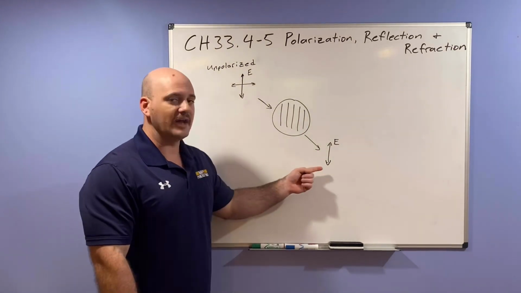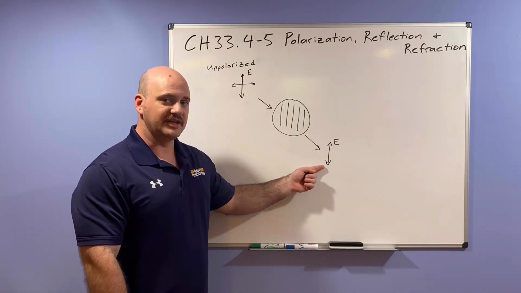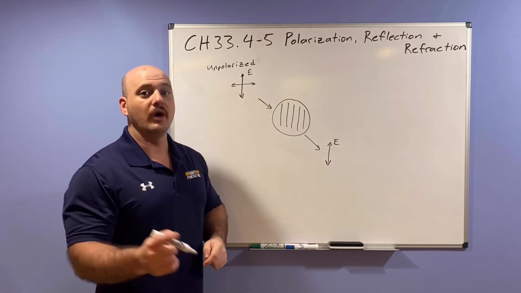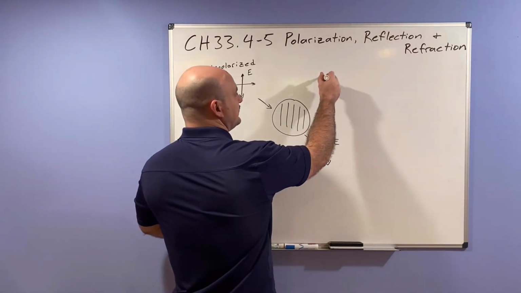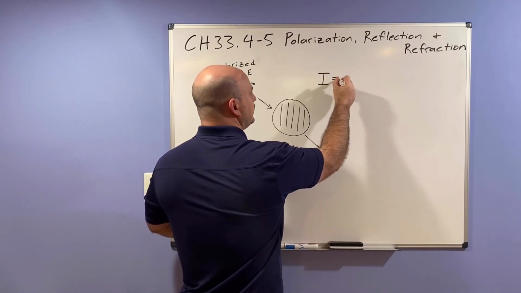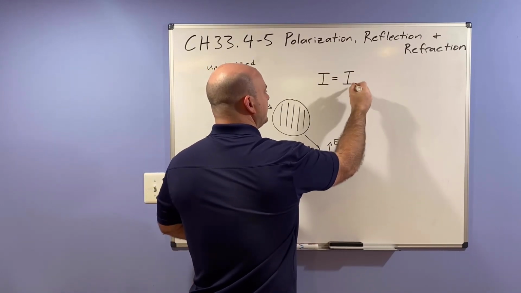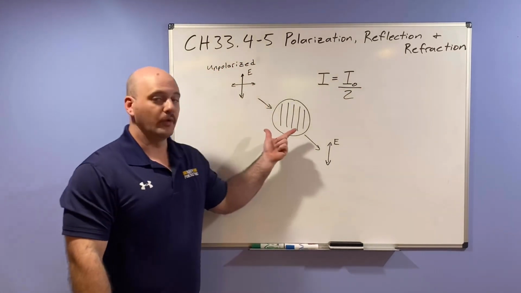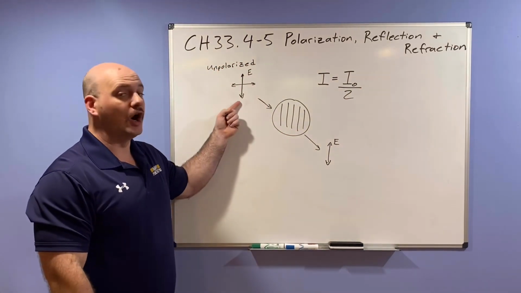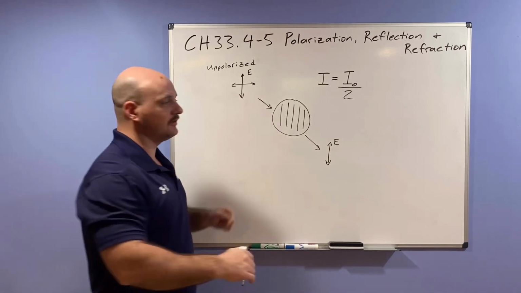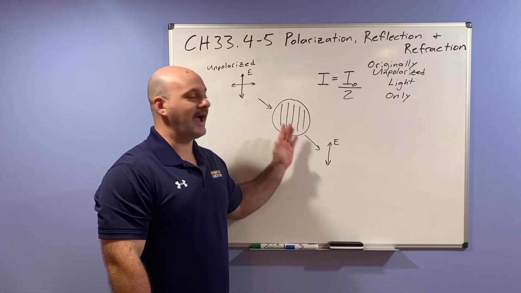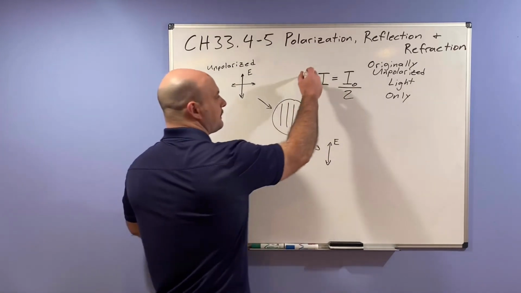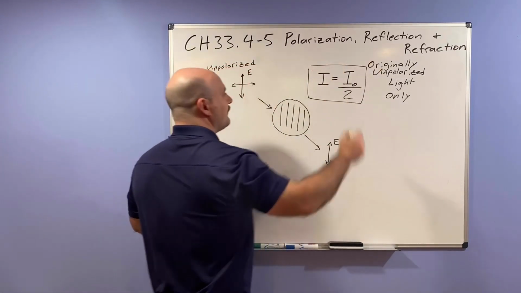We can quantify the intensity of the light after it's gone through the polarizer by our 1/2 rule equation. The intensity of the light is going to be equal to the original intensity divided by 2. For one polarizing sheet, for unpolarized light only, the intensity of the light after the polarizer will be 1/2 of the initial intensity. This is our 1/2 rule.